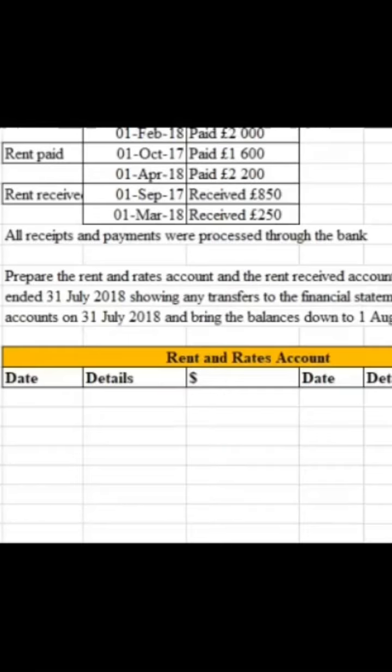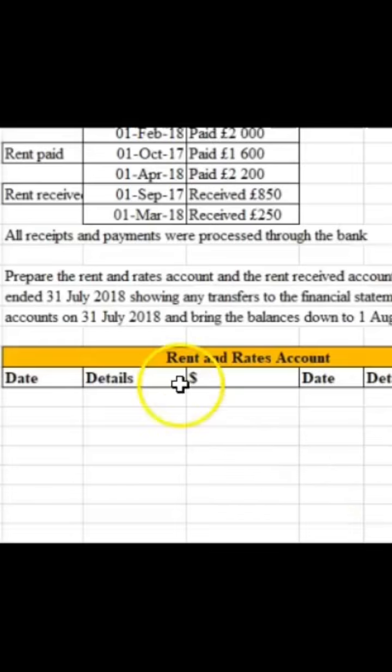Prepare rent and rates account as well as rent received account. To make the accounts, we need the figures ready, for which we shall follow some steps. In step 1, we figure out whether the account in question is expense or income.